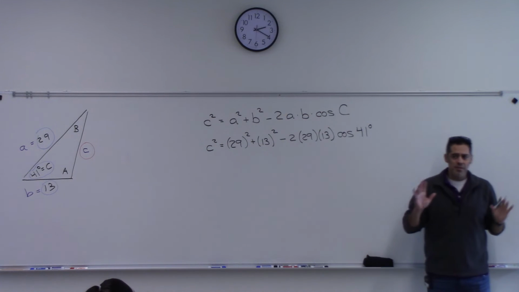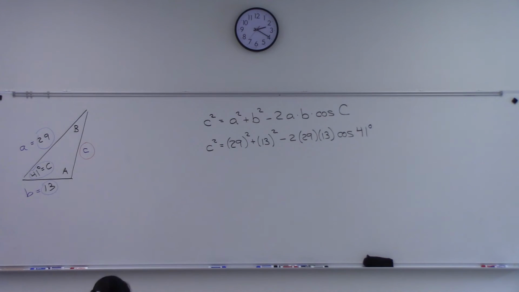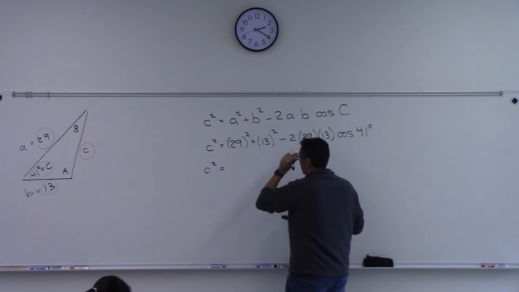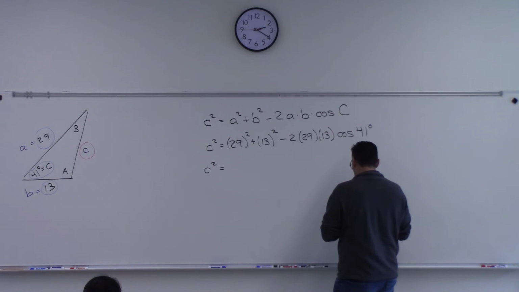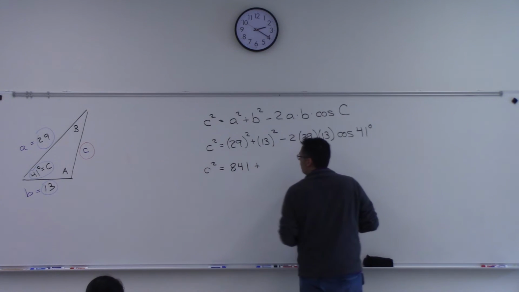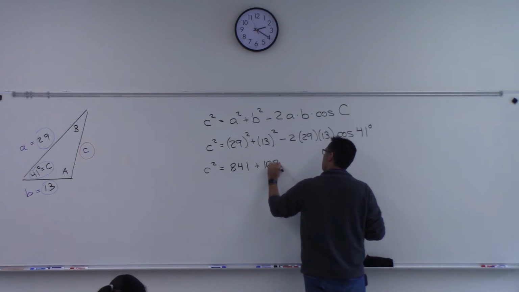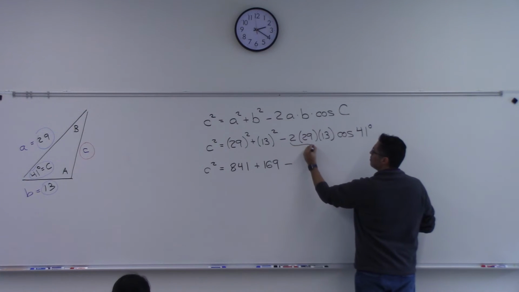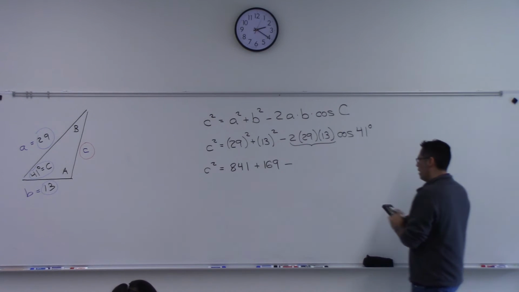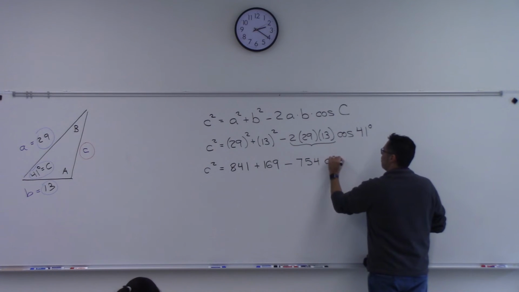And we've got to make sure we do this correctly, order of operations, do it on your calculator. Just take your time, all right? You've got C squared equals, all right, so I'm going to just write all this out. I'm going to do 29 squared first, 841, plus 13 squared is 169. And then we have minus, I'm just going to multiply those three numbers together. 2 times 29 times 13. That's 754. And then I'll just leave cosine 41 for now.